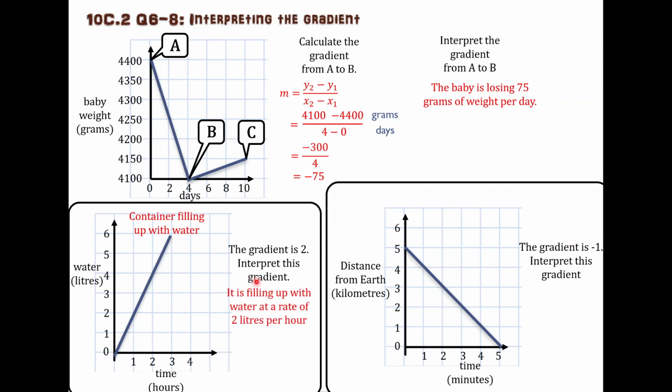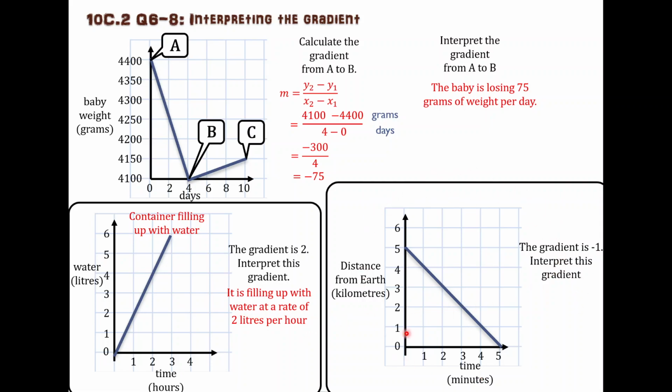To interpret this gradient, we can say, well, the container is filling up with water because it's increasing, and it's filling up at a rate of 2 litres per hour. Where did this unit litres per hour come from? Well, the y-axis is litres, the x-axis is hours, so the unit is litres per hour.